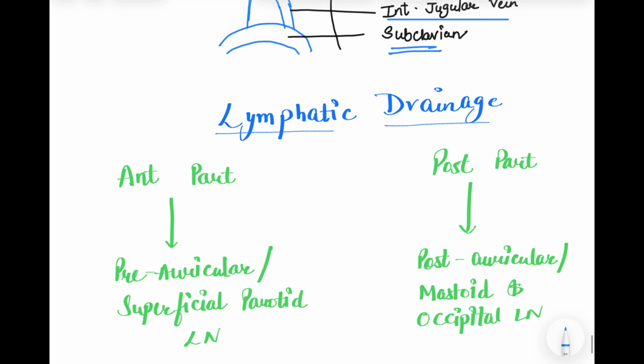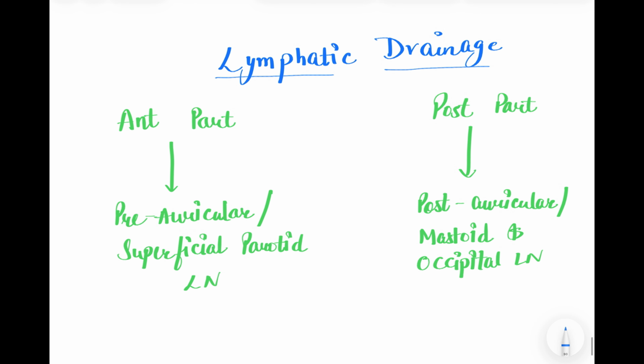Last but not the least is the lymphatic drainage. We'll divide the lymphatic drainage into 2 parts, anterior part and the posterior part. So anterior part is draining into the preauricular, or you can call it parotid lymph nodes, and the posterior one to the postauricular, or you can call it mastoid and occipital lymph nodes. So this is the lymphatic drainage.